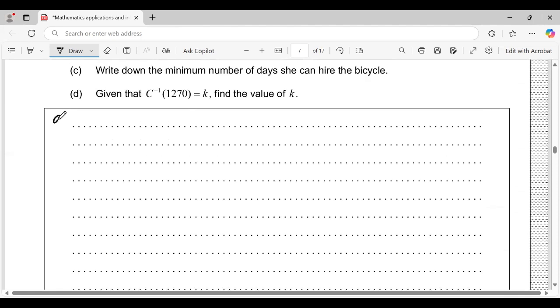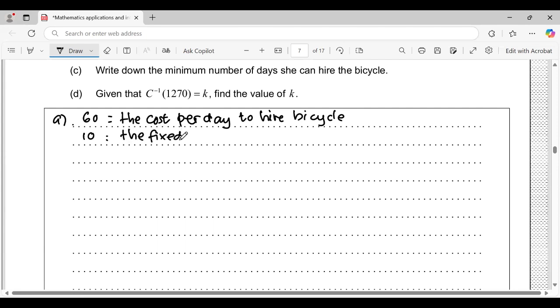So 60 represents the cost per day to hire a bicycle, while 10 is the fixed charge to hire a helmet and repair kit.